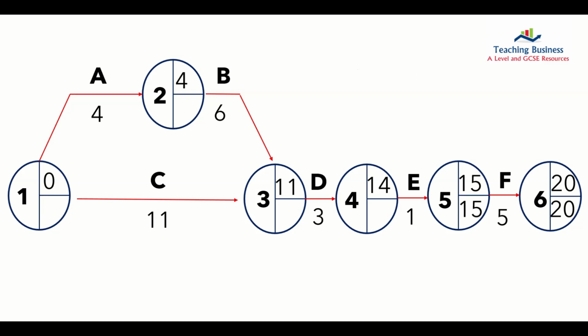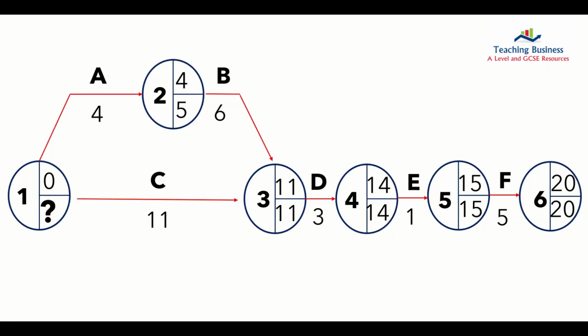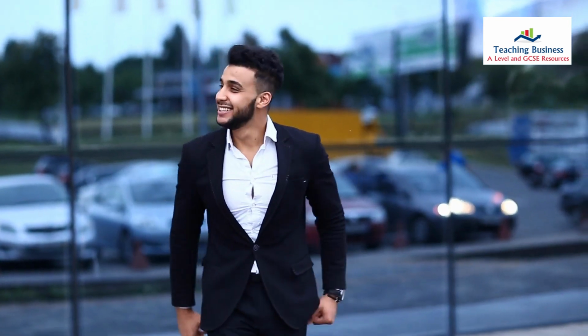The rest is all fairly straightforward, until we arrive at node 1. Here, we have two activities feeding into the same node, so we need to know which value to select. Did you remember? We always use the smallest value for a backwards pass. So, given that 11 minus 11 is equal to 0, is smaller than 5 minus 4, which is 1, we use the 0. Now that we have a completed network, we can identify the critical path.